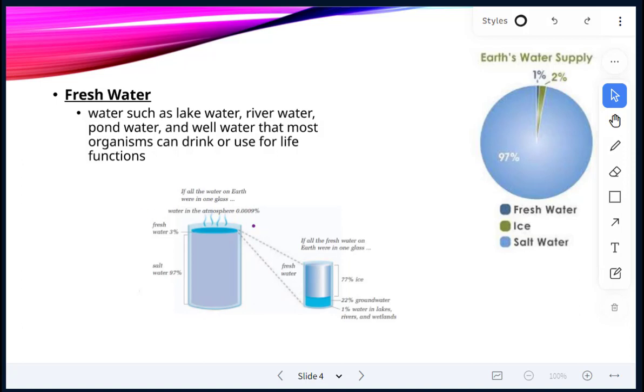The water in the atmosphere is about 0.0009%. Then if we take that fresh water from here and we look at it here, about 1% is water in lakes, rivers, and wetlands. 22% of it is found as groundwater, and then 77% of it is found as ice.